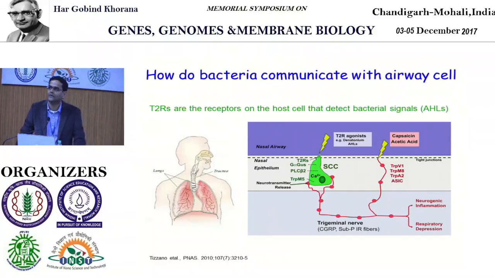So, coming to the relationship between T2Rs and quorum sensing. The first study, published in 2010, suggested that quorum sensing molecules, AHLs, along with T2R agonists, can activate the airway cells through T2Rs. That was one of the first studies that showed this. After that, there were many studies in JCI and many other journals, including on chronic rhinosinusitis.